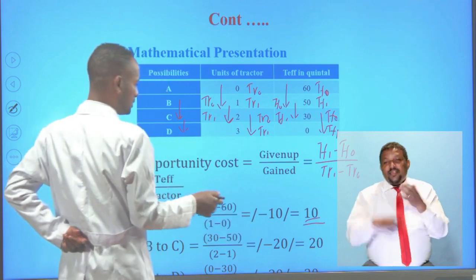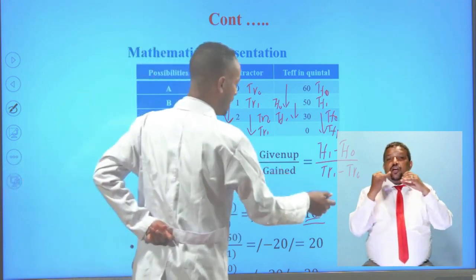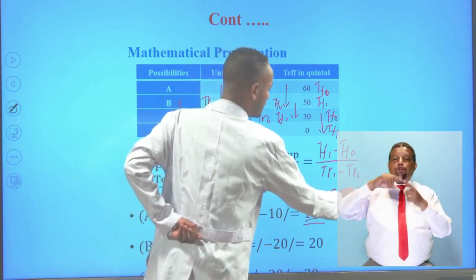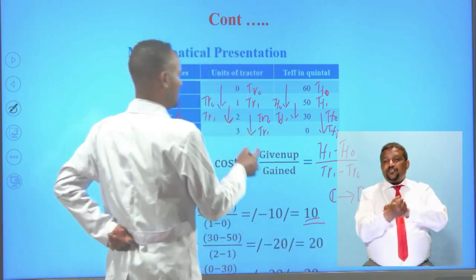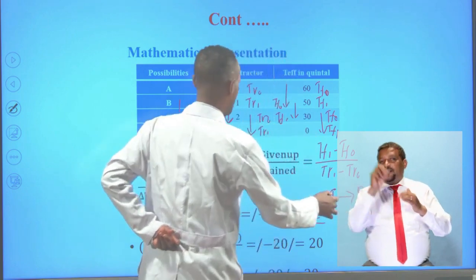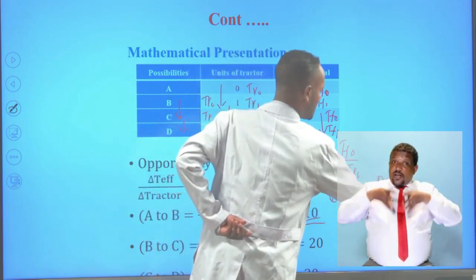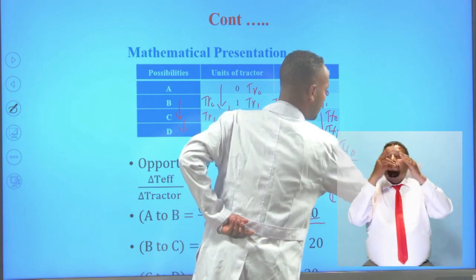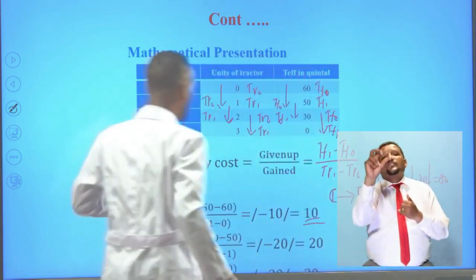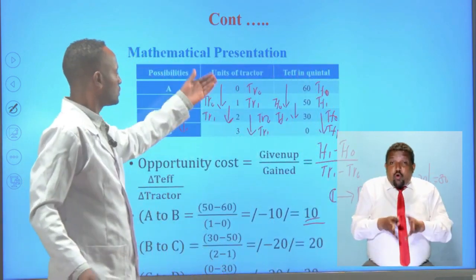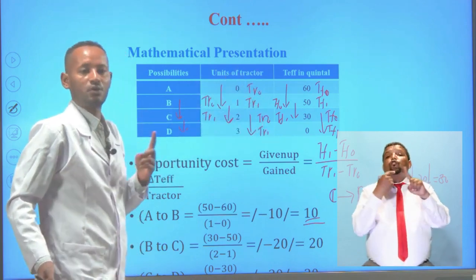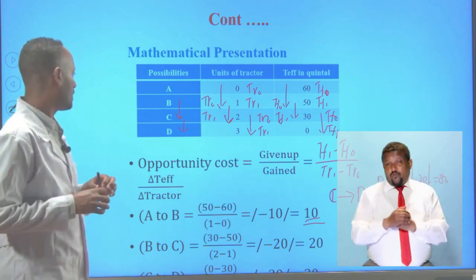And when we substitute this information on the formula, as we come across from combination C to combination D, the change in teff is 0 minus 30, divided by the change in tractor, which is 3 minus 2, and this is minus 30 divided by 1. When we put it out of absolute value, we are left with 30. So as Ethiopia increased production of tractor from 2 units to 3, if production of teff declined from 30 to 0, then the opportunity cost of producing 1 tractor is losing 30 quintal of teff.